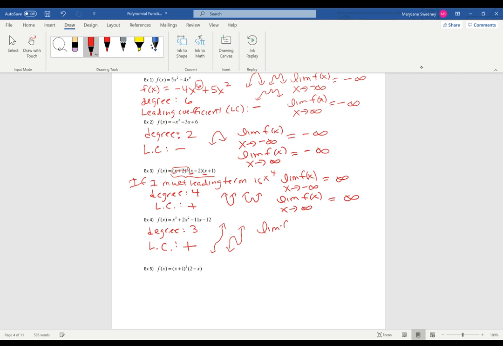So when I do the limit of f of x as x approaches negative infinity, as you're moving to the left of the graph, where are your y's going? They're shooting down to negative infinity. Limit of f of x as x approaches positive infinity. As you move to the right on the graph, where are your y's going? Well, they're shooting up to infinity.